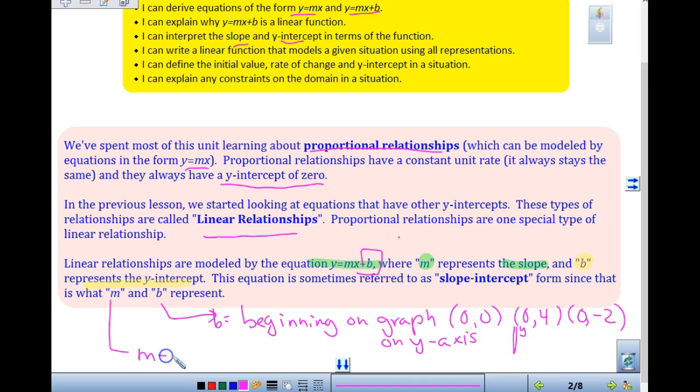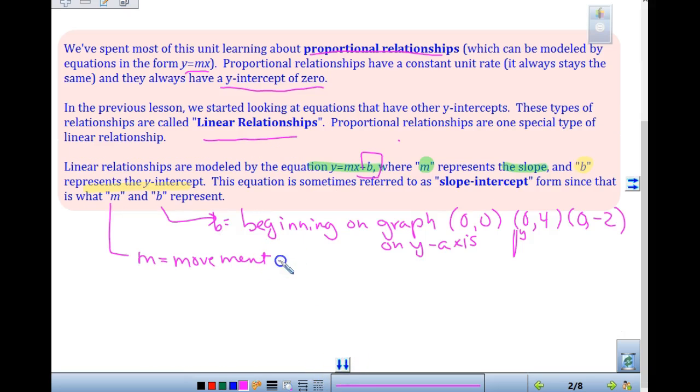The m is going to be our movement. What word did they say with m up here when we were reading, Kayla? Slope. So movement, what did we say slope was the very first time? Two words, R over R. Slope equals rise over run. Everyone, slope equals rise over run.